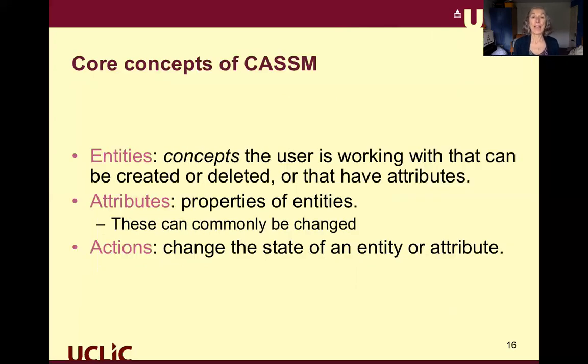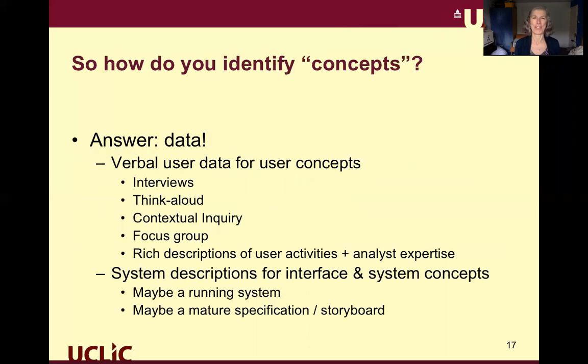So the core concepts of CASSM are entities, the things that people are working with that can be perhaps created or deleted, or that have attributes. And attributes are then properties of the entities, which can commonly be changed. If nothing can be changed, there's no point in talking about it, really. And then actions are the things that people need to do to change the state of an entity or an attribute. And I hope this will all become a lot clearer as we go through some more examples.